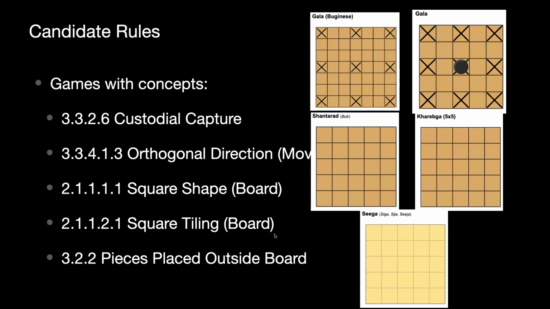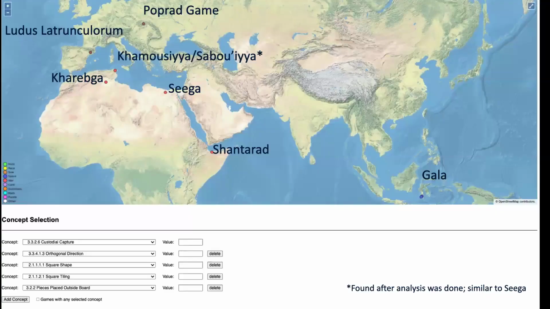So the shape of the board itself is a square, and the tiling is that it's made up of squares. And then the pieces are placed outside of the board at the beginning. And what we found were basically these 5 games that have all of these different features. And so the idea was we were going to pick the rules from a couple of these games, put them on the different board sizes that we know were found at Roman era sites, and see how they played.